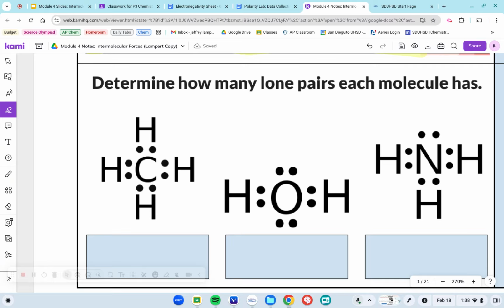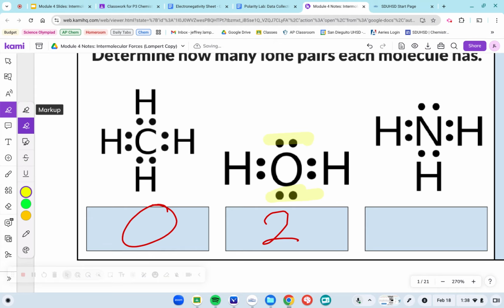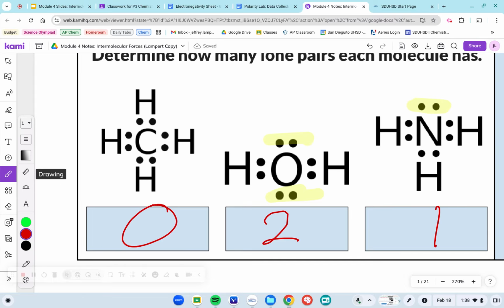All right. So we're looking for electrons that are not between two atoms. If we look at CH4, every pair of electrons is between two atoms, so those are all bonded electrons. This one has 0 lone pairs. If we look at H2O, we have 2 pairs of electrons that are not between two atoms, right? So we have 2 lone pairs on water. And then if we look at NH3, we just have 1 pair of electrons that is not between atoms. So we just have 1. All right, questions here?